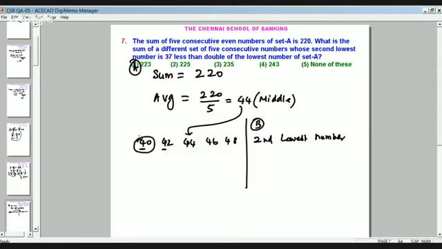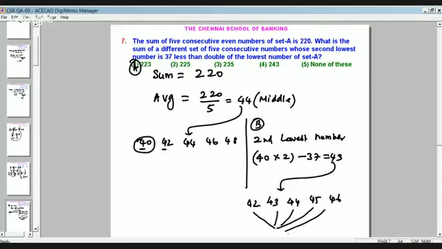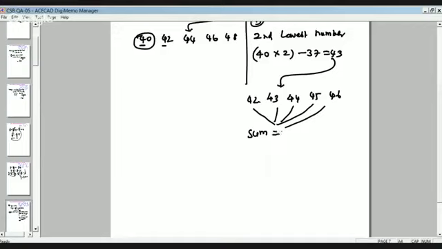First set's lowest number is 40. Double it, multiply by 2. After that minus 3. So 43. So the 43 is the second lowest number. So given information is even numbers: 42, 44, 45, 46. First number 42. Sum it up. How much? 220. Yes.